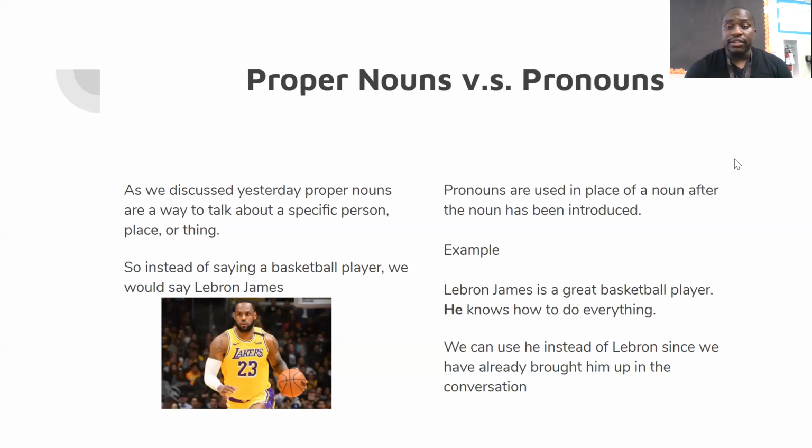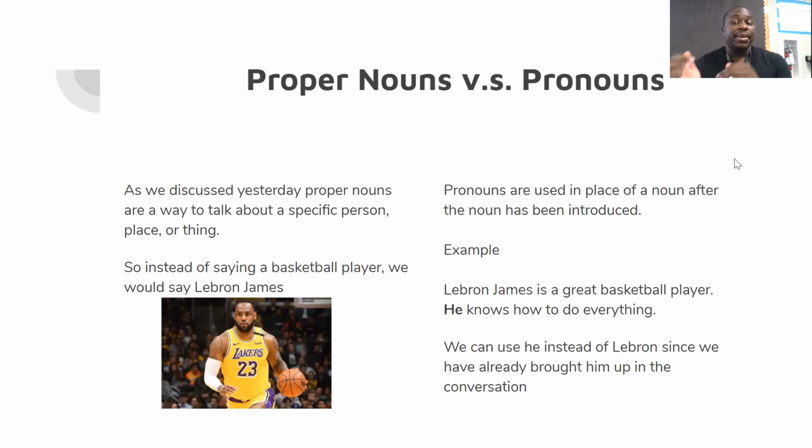Now, pronouns, they're going to be used in place of a noun, but you can only use them after the noun has been introduced. You can't walk up to somebody and be like, "Hey, he was acting crazy." They're going to ask you, "Who's he?" Or "She was so late." Who's she? "They were so mean." Who's they, right?